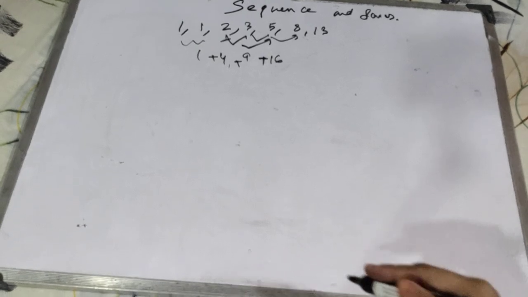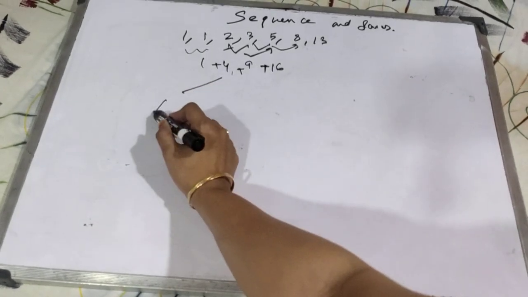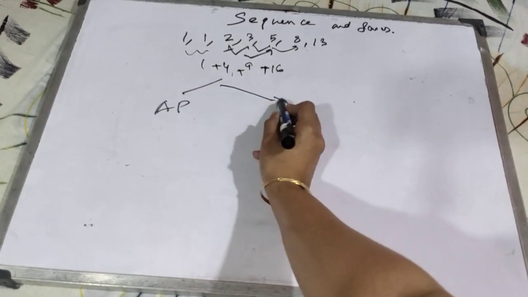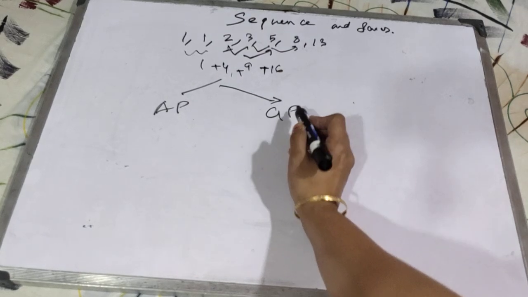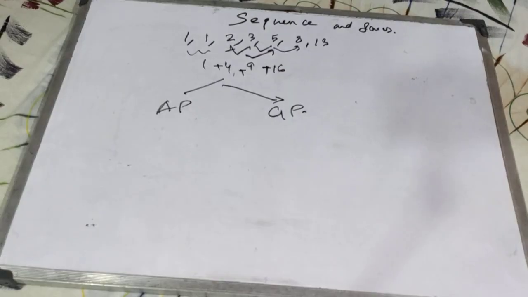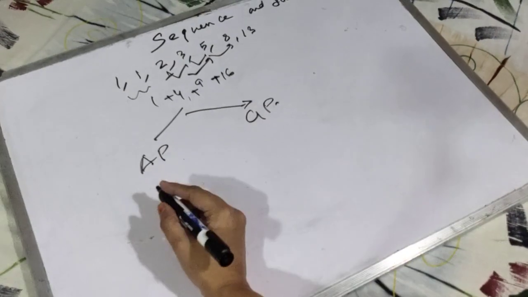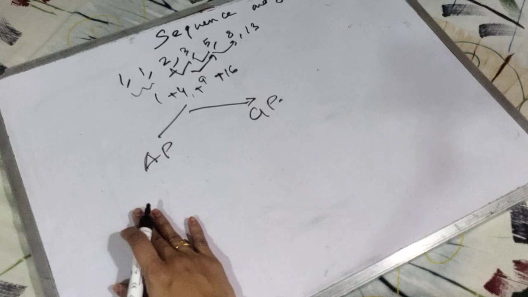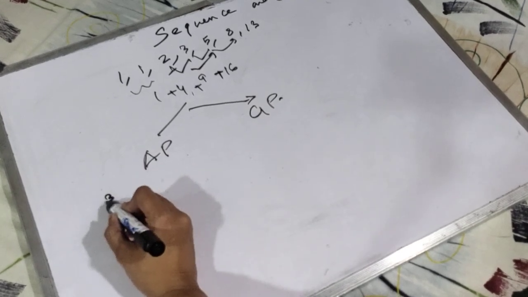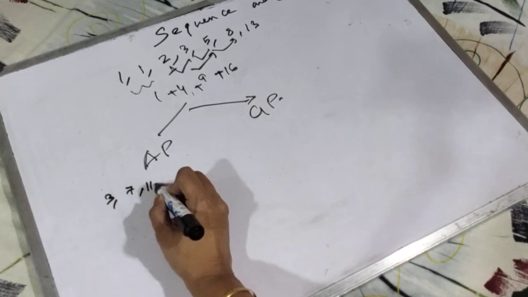Now we have two types of sequences. One is arithmetic progression and one is geometric progression, which are very important. There is AP and there is GP. For AP, the numbers have a common difference.